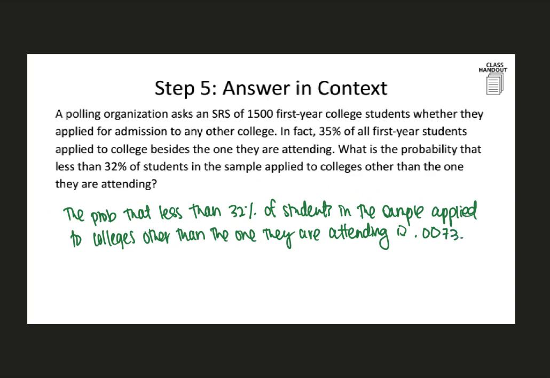Okay, the other way to interpret that is kind of in the repeated sampling way. So basically, remember, sampling distribution is if we were to take a bunch of samples of 1,500. So this is saying if I were to take a bunch of samples of 1,500 and ask them how many of you applied to colleges other than the one they are attending, approximately 0.73% of those samples would have less than 32% of students who apply to colleges other than the one they are attending.